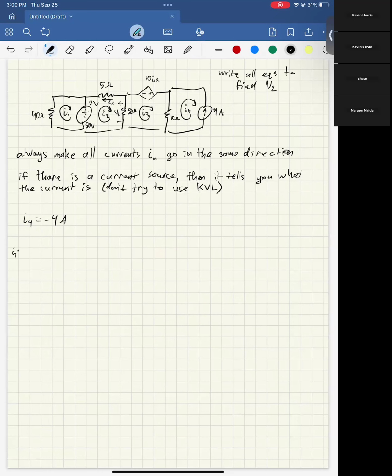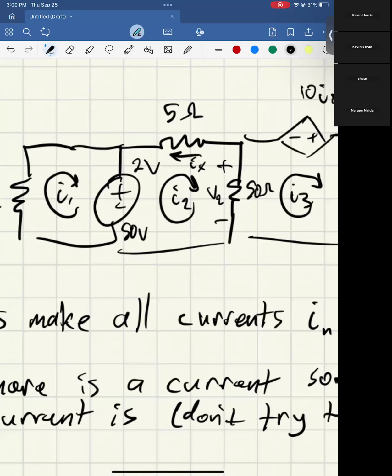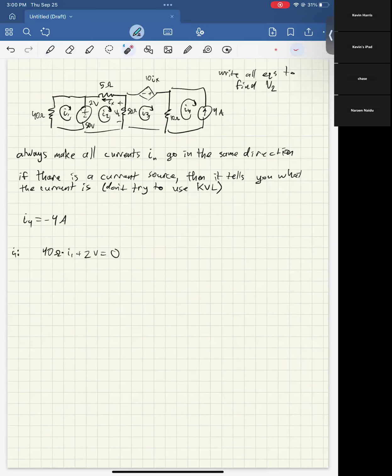So for I1, around this loop, we're going to have 40 ohms times I1 plus 2 volts equals 0. Again, that's 2 volts because the voltage drop is in the direction of current. By our passive sign convention, that is positive. Next up, going around I2, now we're going to have that 2 volts being negative. So negative 2 volts plus 5 times I2 from that top resistor.